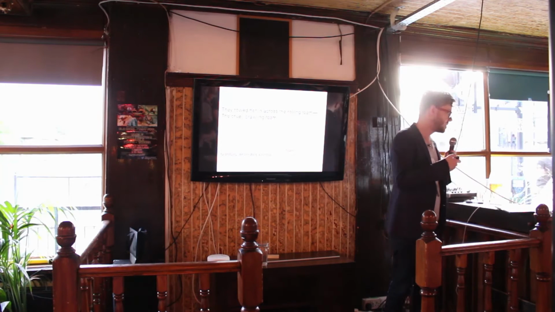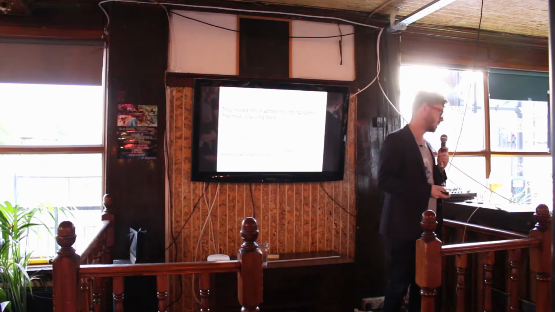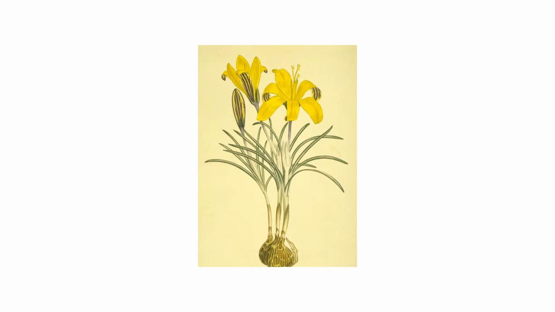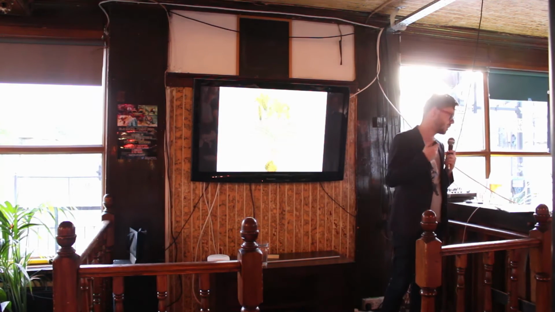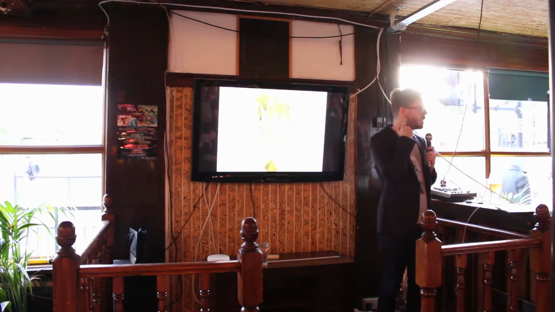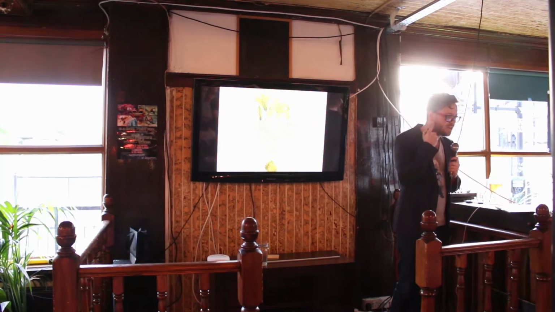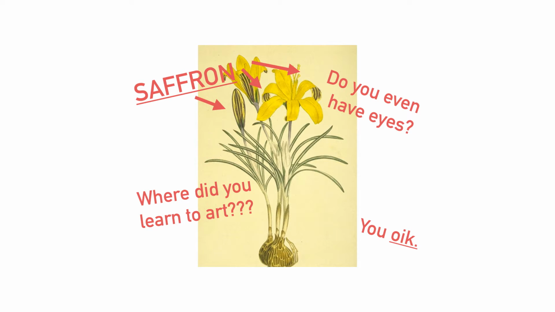Ruskin used the term to criticize the sentimentality of the Romantic poets, but it's worth bearing in mind that Ruskin also applied the fallacy to when a poet, or really anyone for that matter, described a crocus flower as gold, because it's clearly saffron. Clearly. Do you even have eyes? Where did you learn to utter oik?